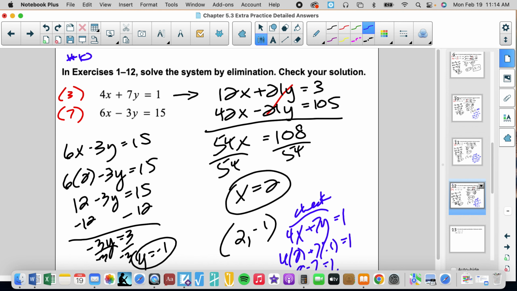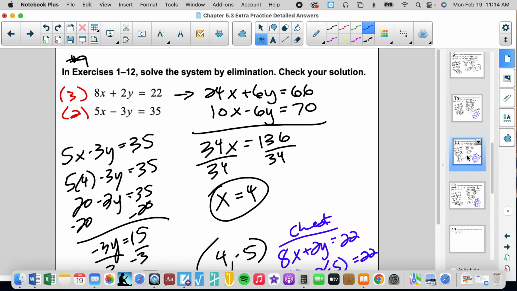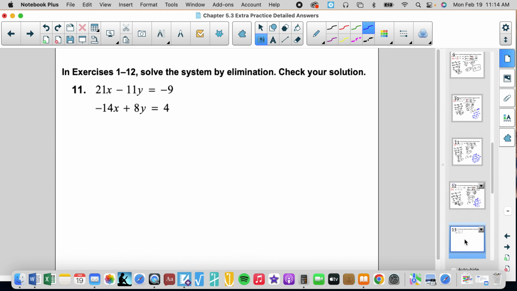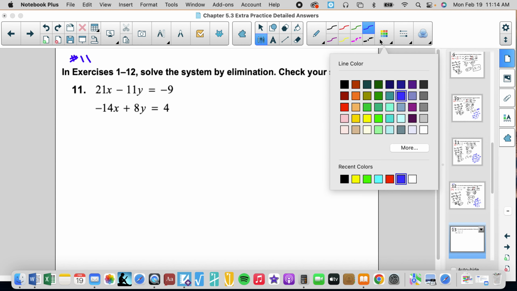I think this was number 10. That was number 9, number 10. This is number 11. I'll write number 11 first before I erase.